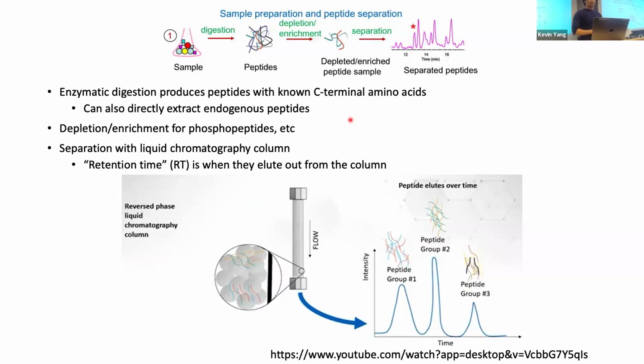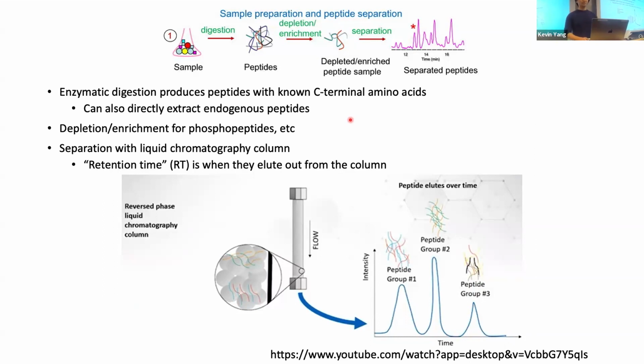Another way of doing it is to directly extract endogenous peptides. One example I'll talk about is immunopeptidomics. You're looking at peptides that are presented naturally by your cells to the T cells. And so you can extract those as well if you just want to skip that enzymatic digestion step.